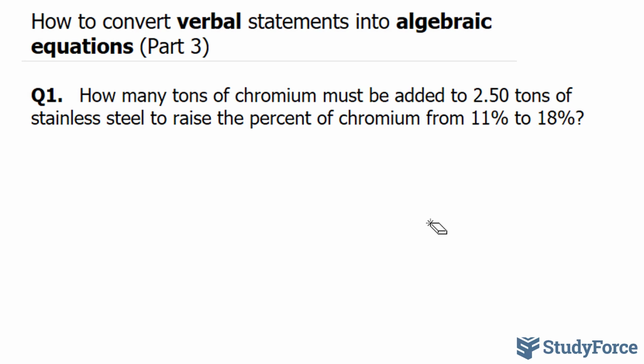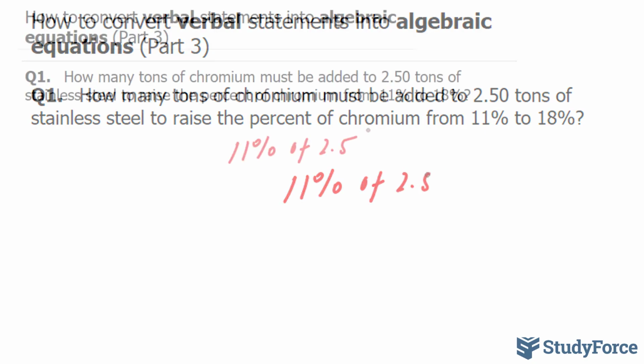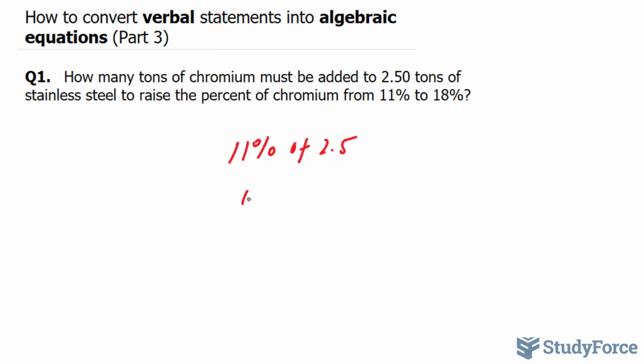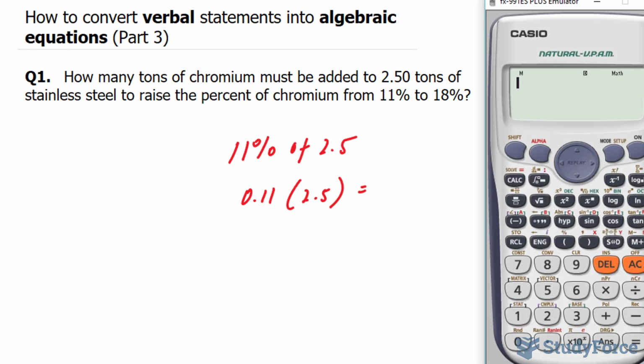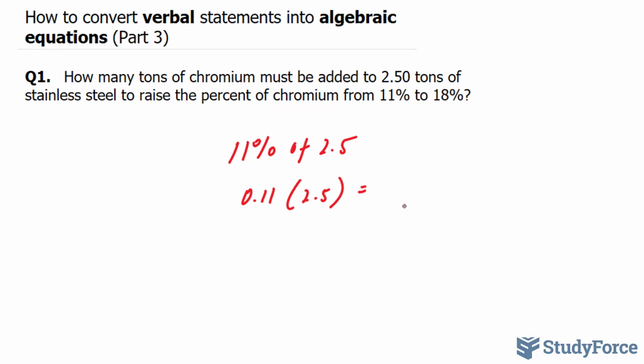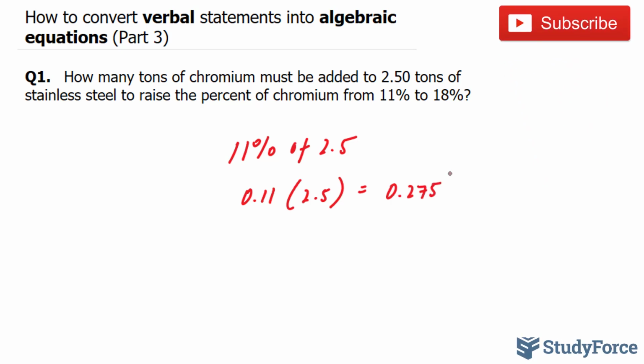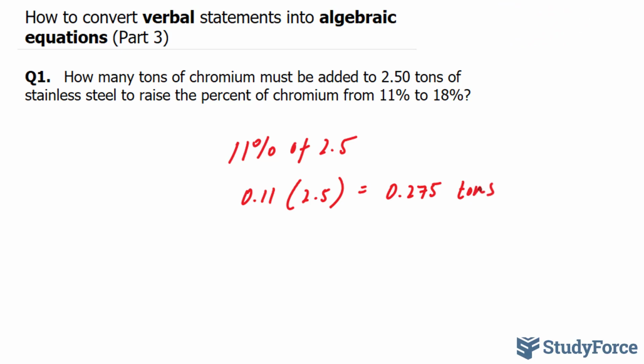What we have is a mixture of metals, one of which is chromium, and another metal that is forming stainless steel. Currently, 11% of the 2.5 tons is chromium. So 11% of 2.5, which can be mathematically represented as 0.11 times 2.5. Let's use our calculator. 0.11 times 2.5 gives us 0.275. So 0.275 tons is equal to the amount of chromium in this stainless steel.